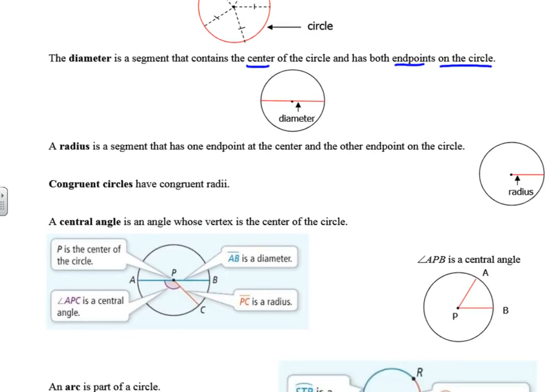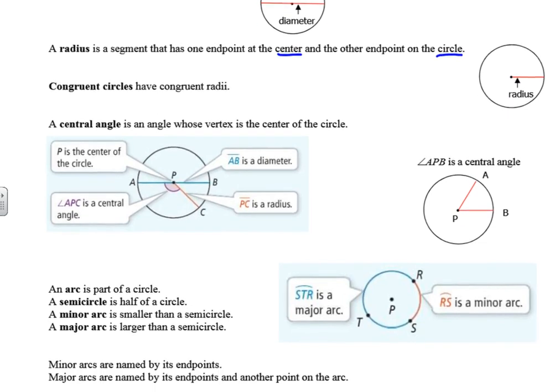A radius has one endpoint at the center and the other endpoint on the circle. So anything like that is a radius. Congruent circles have congruent radii, so if two circles have the same length radius, then those two circles are congruent. All right, all that stuff we're very familiar with.